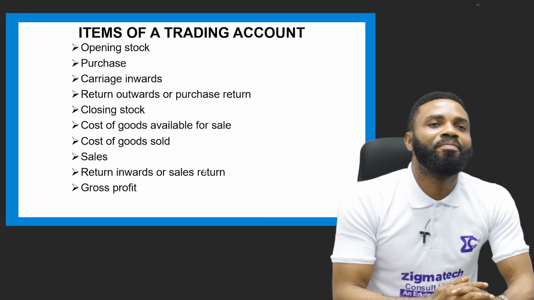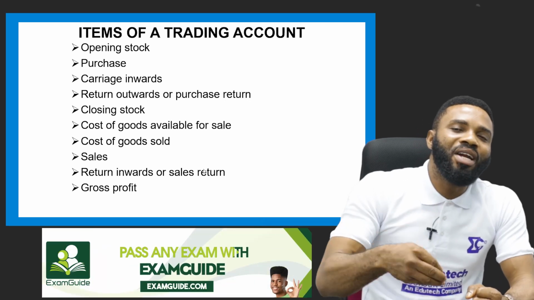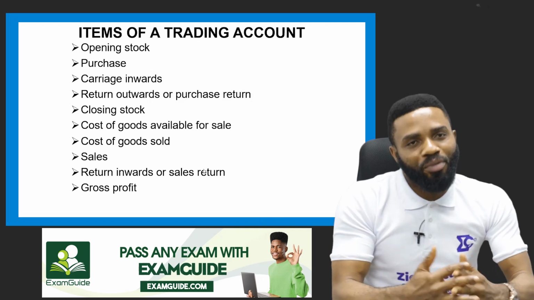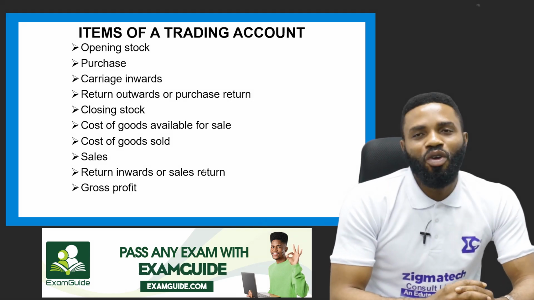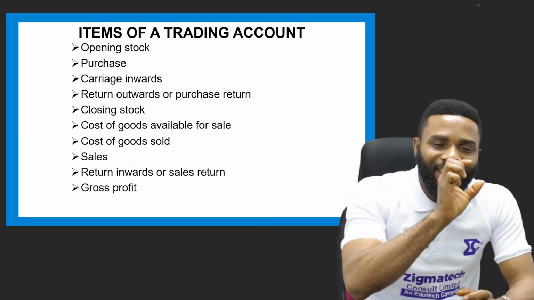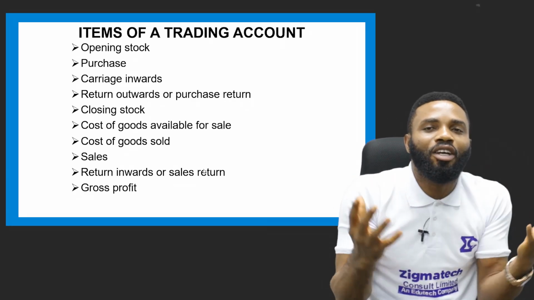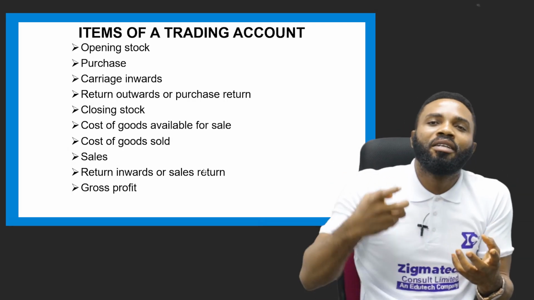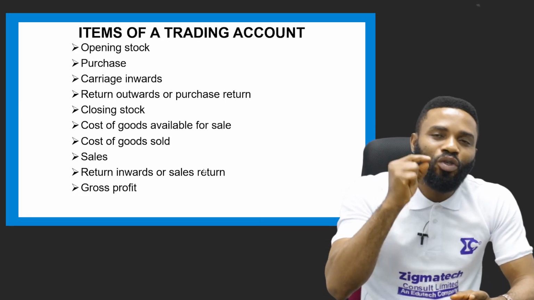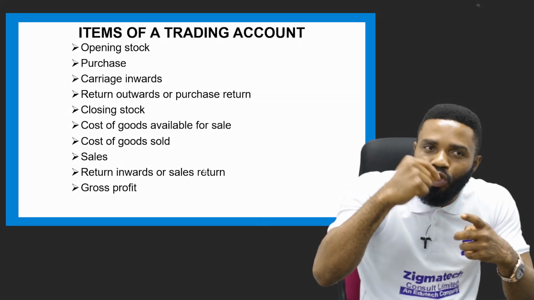Carriage inwards has to do with those extra costs incurred in the process of bringing the goods from the location of your supplier to the location of your business. Sometimes students will ask, what is the difference between carriage inwards and transportation? There is a slight difference. Transportation is the totality of what you incur in buying the goods from your supplier, while carriage inwards has to do with those costs incurred in between the transportation process.